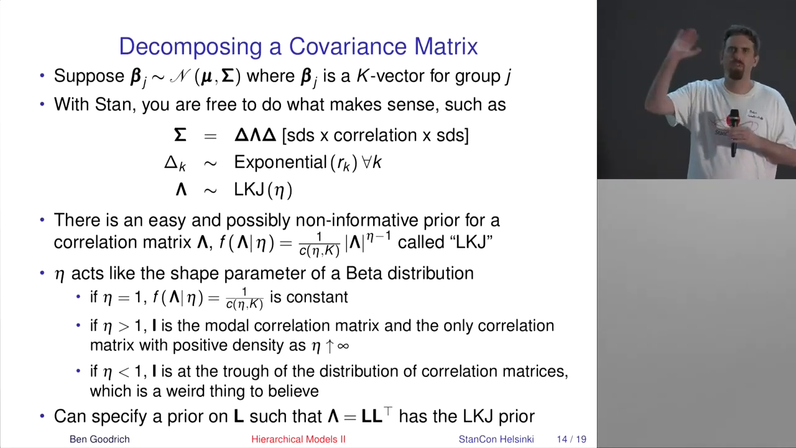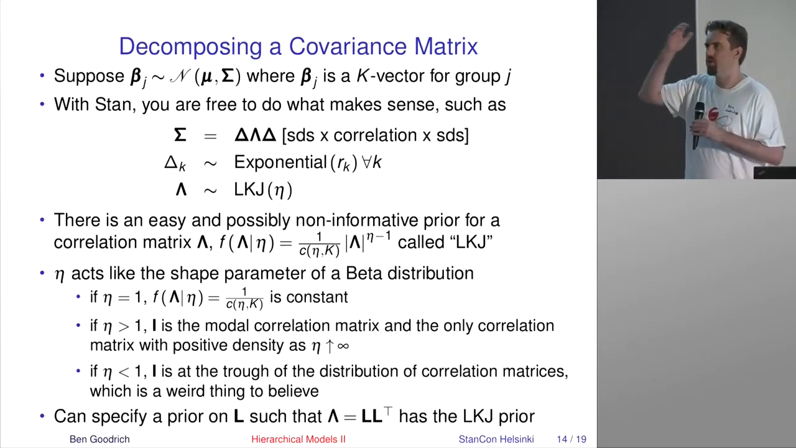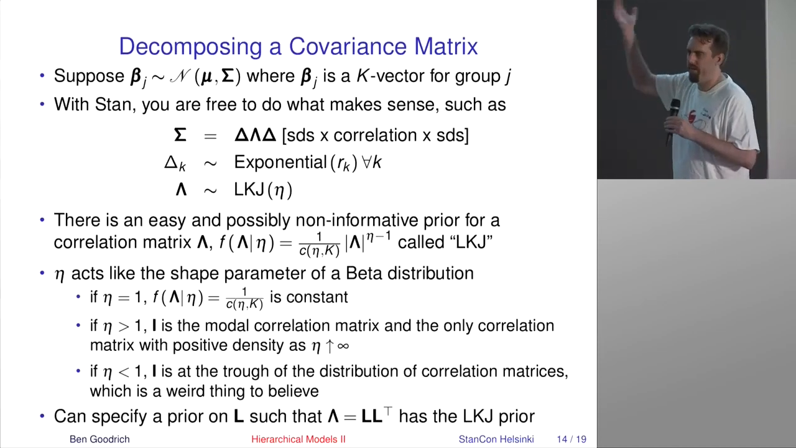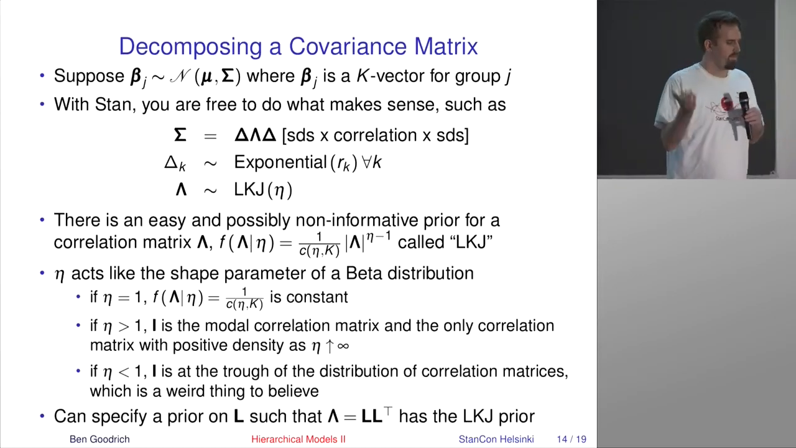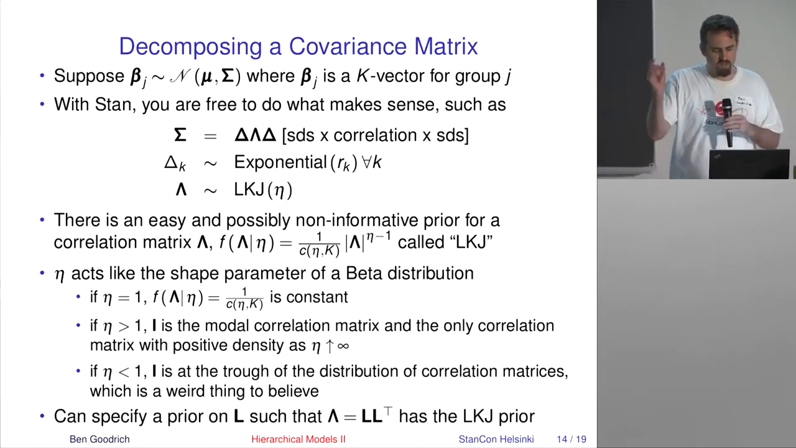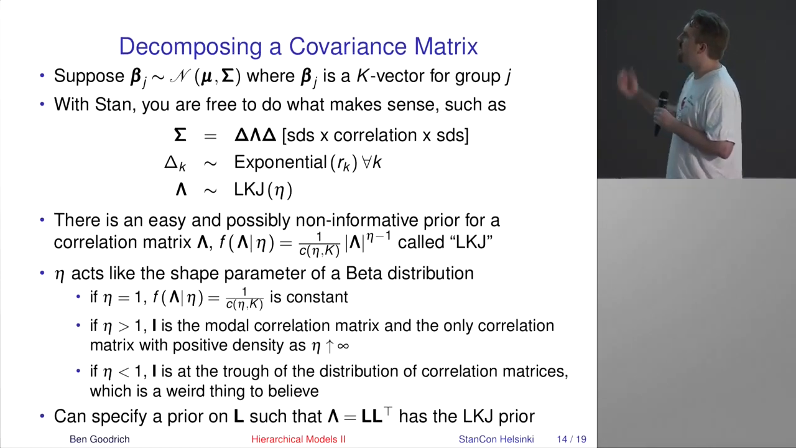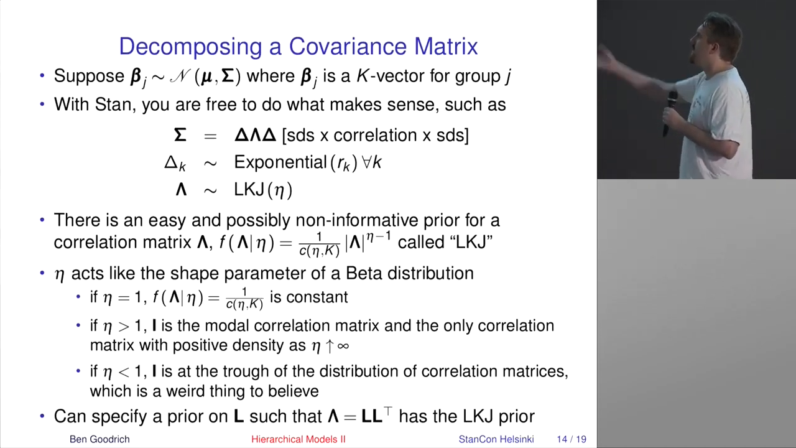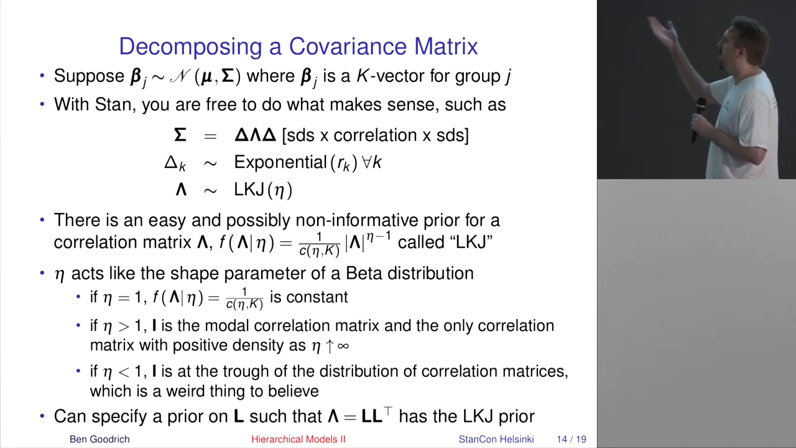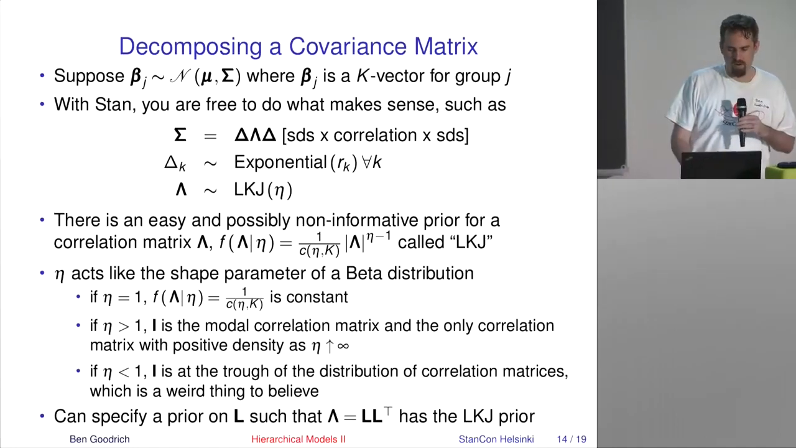where we think, okay, maybe there could be some correlations, but we don't think that error terms are super correlated a lot of times. In that situation, you might want to say eta is like 2 or something like that, to give a little bit of concentration around the identity matrix, but not too much. You can also specify a prior on the Cholesky factor of the correlation matrix, such that the correlation matrix as a whole has this LKJ distribution as its prior.